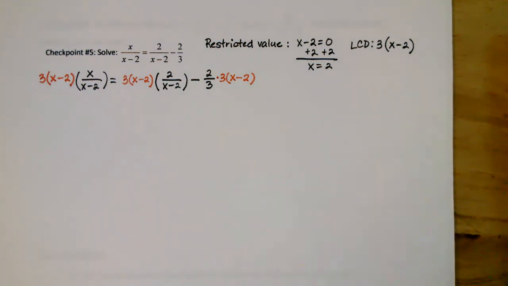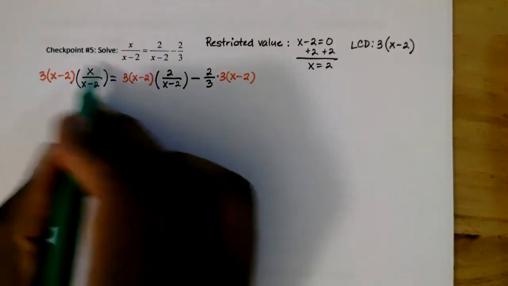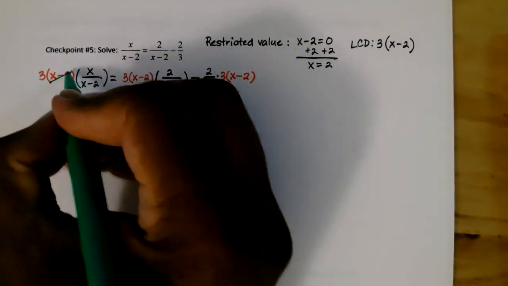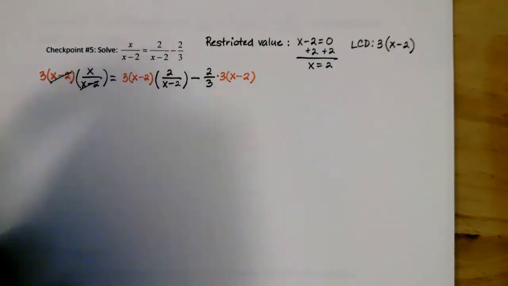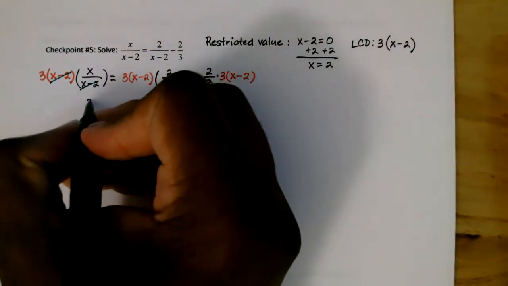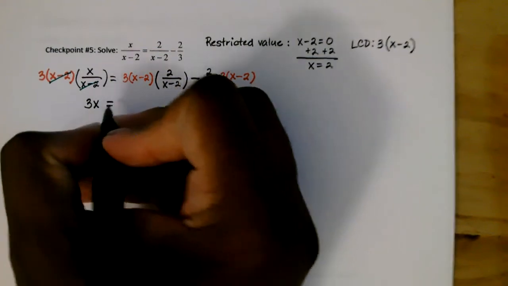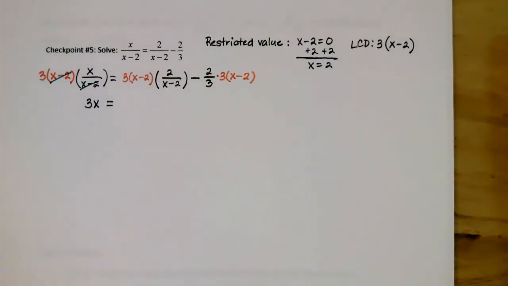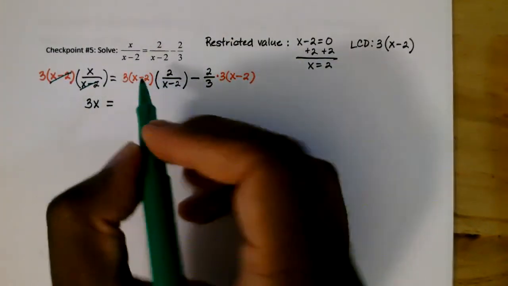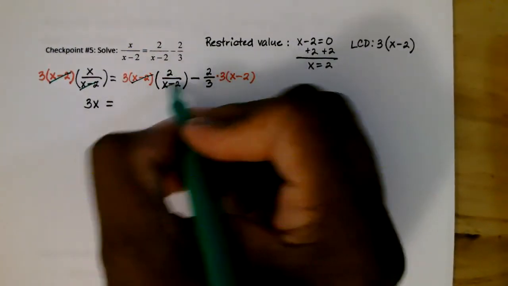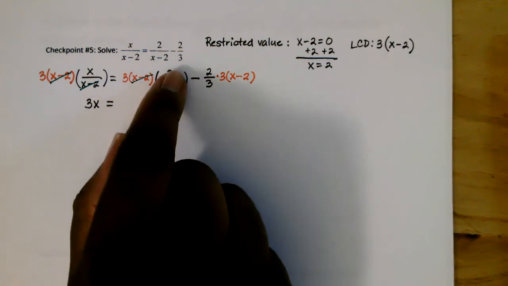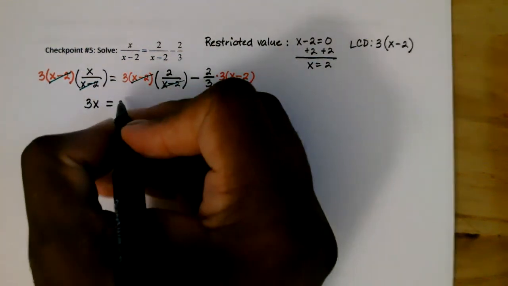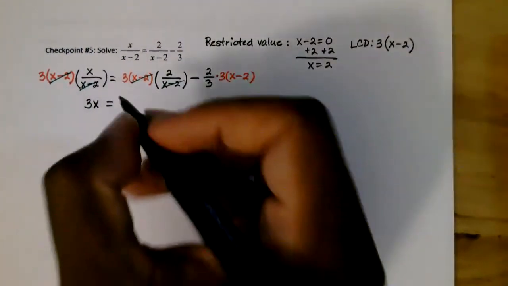And now we're going to simplify all of this. For this right here, that x minus 2, those divide out. So you're going to be left with 3 times x, which is 3x. And that's equal to, for this term right here, the x minus 2's divide out. All you'll be left with is 3 times the 2. That's going to give us 6.